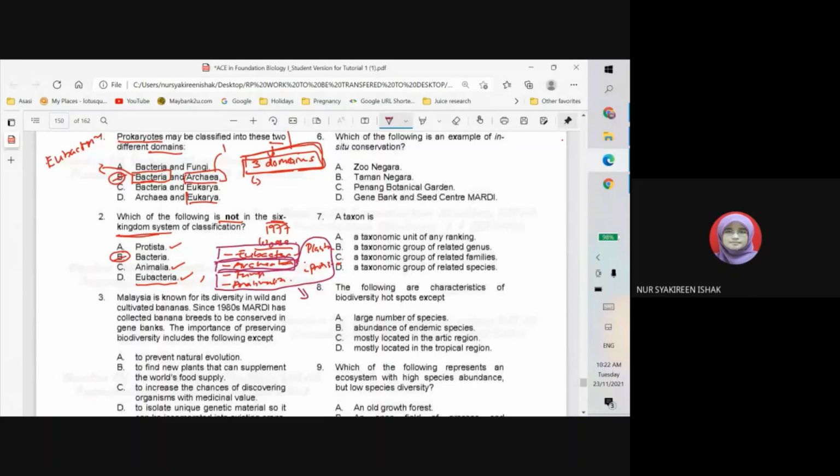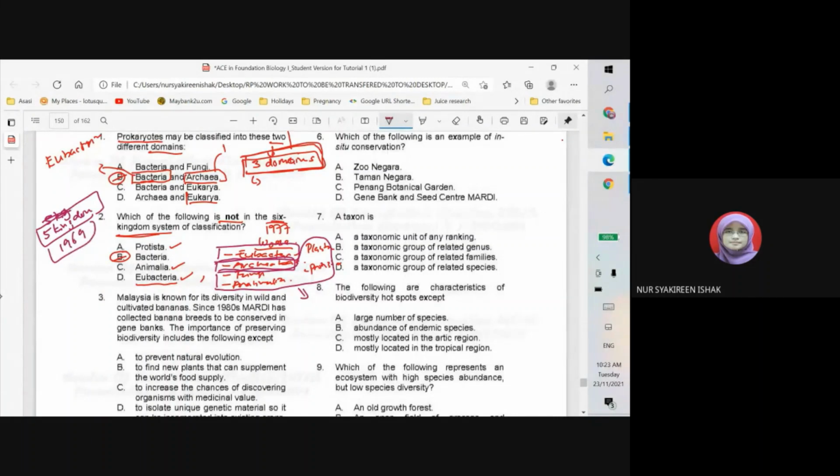Sebelum 6 kingdom, 5 kingdom. So 5 kingdom was proposed by Whittaker. Ingat Whittaker dia punya scientist, in 1969. Maksudnya sebelum Woese ni. So sebelum Woese adalah Whittaker. Pada tahun 1969 dia propose 5 kingdom. Okay, 5 kingdom by Whittaker in 1969.